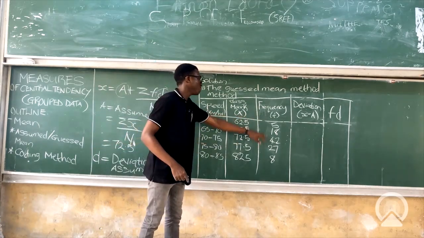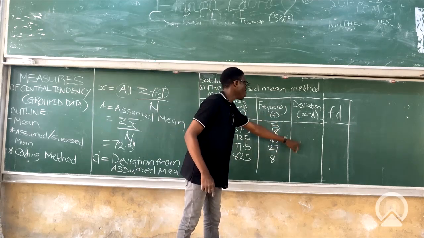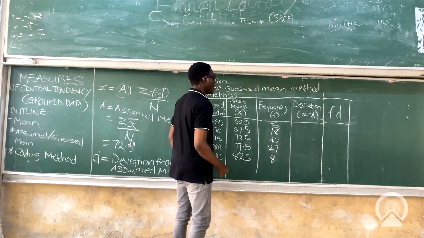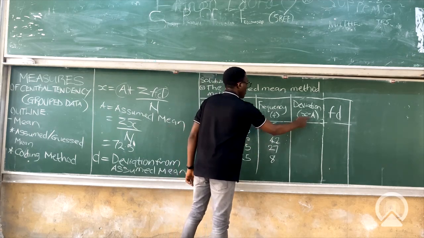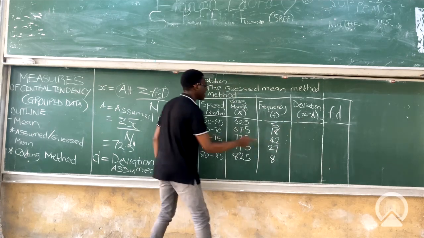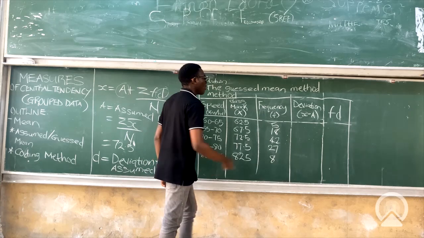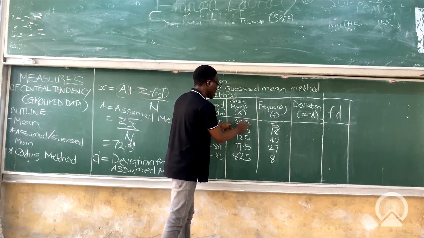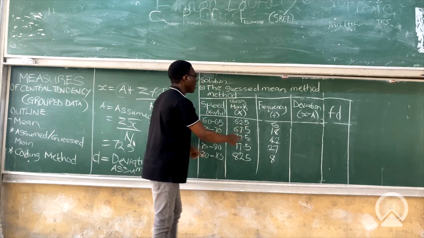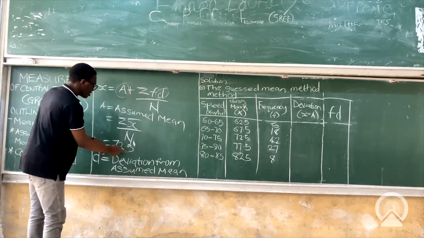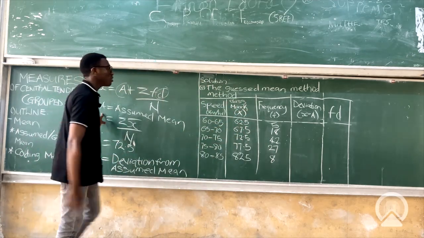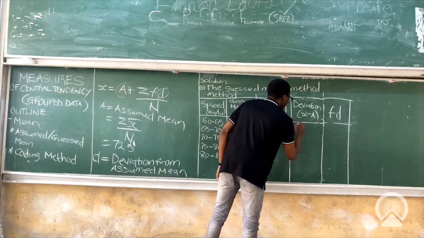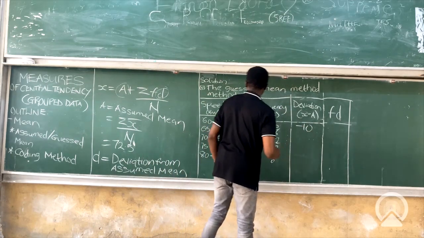Then we have our frequency, we have our deviation, which we are going to solve for, and we have our FD. So for our deviation, we have it as X minus A. Now this X here is simply the class mark. So our deviation for the first class interval will be X, which is the class mark for the first interval, which is 62.5, subtracted with 72.5, which is our assumed mean. So we have that 62.5 minus 72.5, giving us minus 10 as our first deviation.